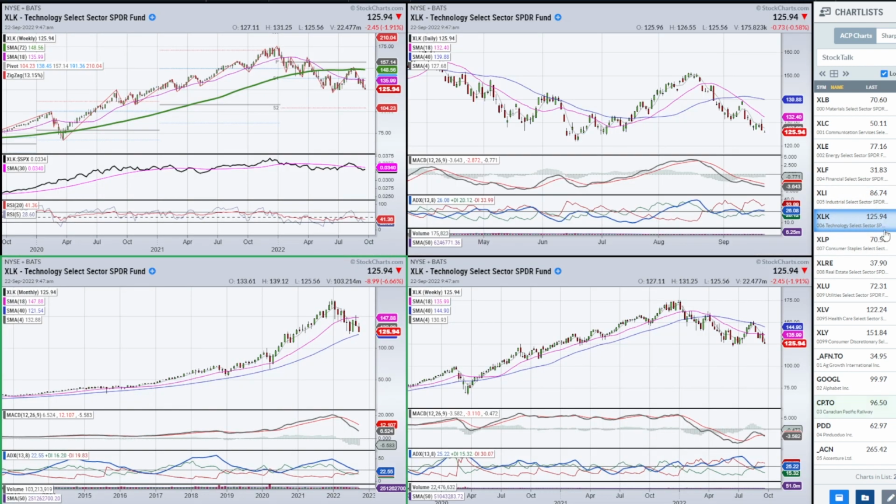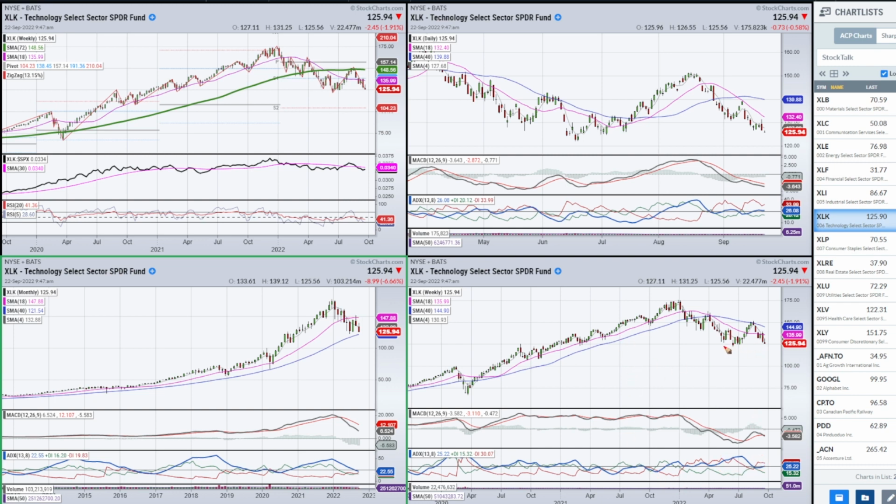Let's look at the XLK. Now, this is one where we've got a little bit of a problem when it comes to support. We do have a little bit of support here, but the bigger support probably comes down closer to 100. Now, I'm not necessarily calling for another 25% drop in technology, but I think we have to stay open to that possibility simply because we're failing at this 18-month line. We have a trend to the downside. We just had a failure at the zero line, and red DI is in control on the weekly chart. So these are all negatives.